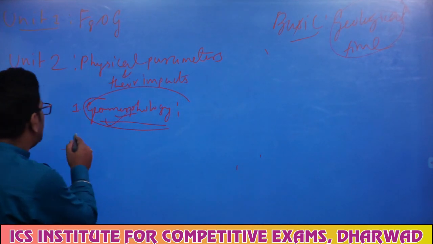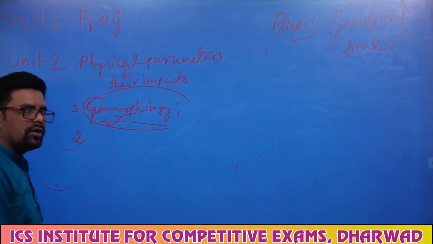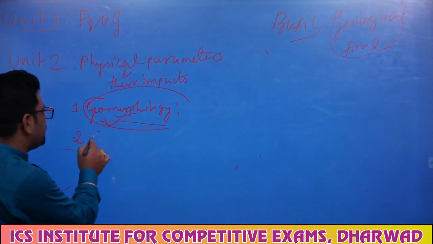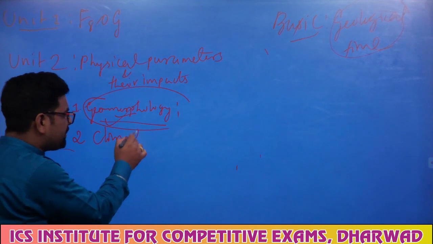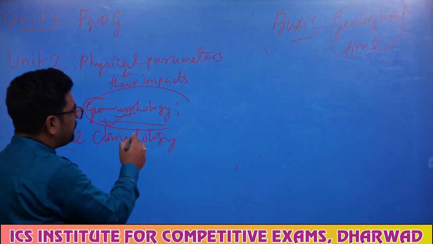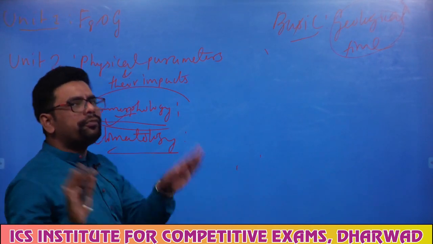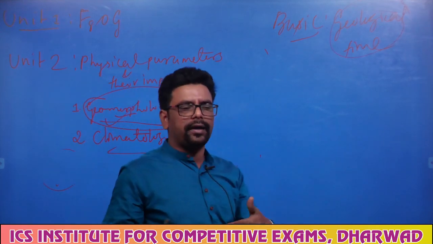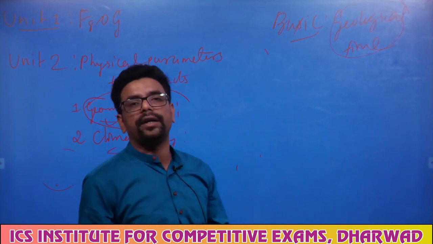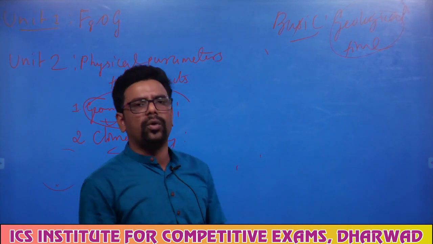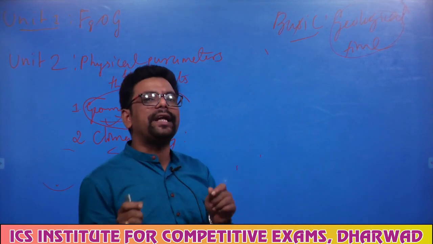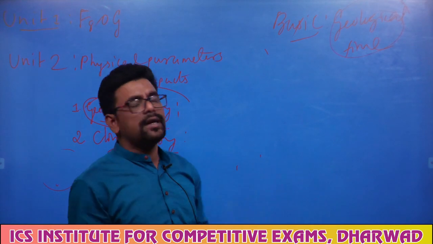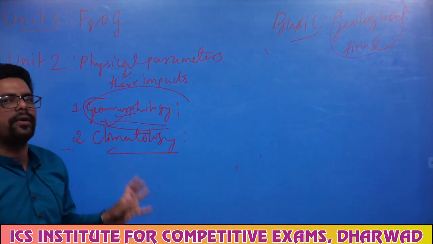And the second very important topic in physical geography, or Unit 2, I would say, is climatology. Trust me again, it's the easiest. Suppose you have understood climatology, trust me, in my personal opinion, you will have covered more than 75 to 80% of geography. That means this chapter is that important.